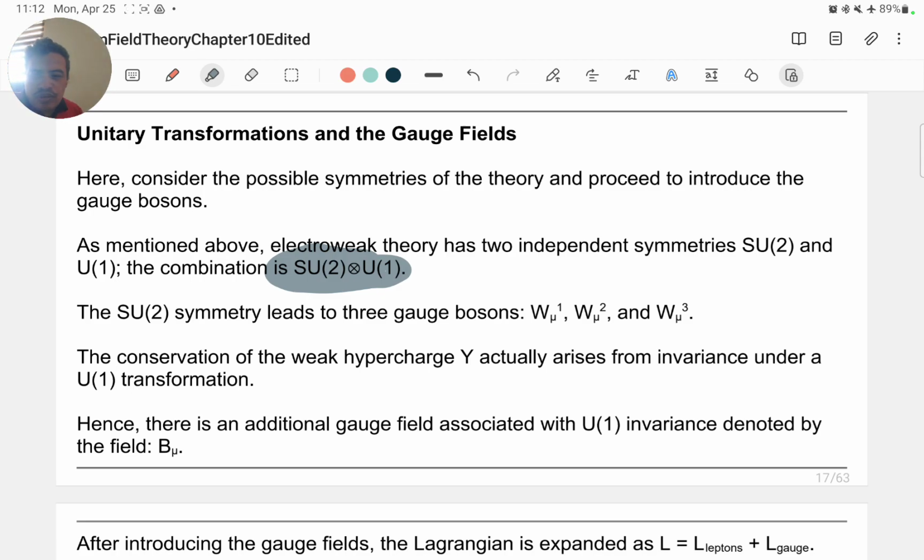The conservation of the weak hypercharge arises from the invariance of the Lagrangian under the U1 transformation, and hence there is an additional gauge field associated with U1 invariance, denoted by B mu. So there are four fields in electroweak theory. Three are massive, and the one that remains massless is the photon.